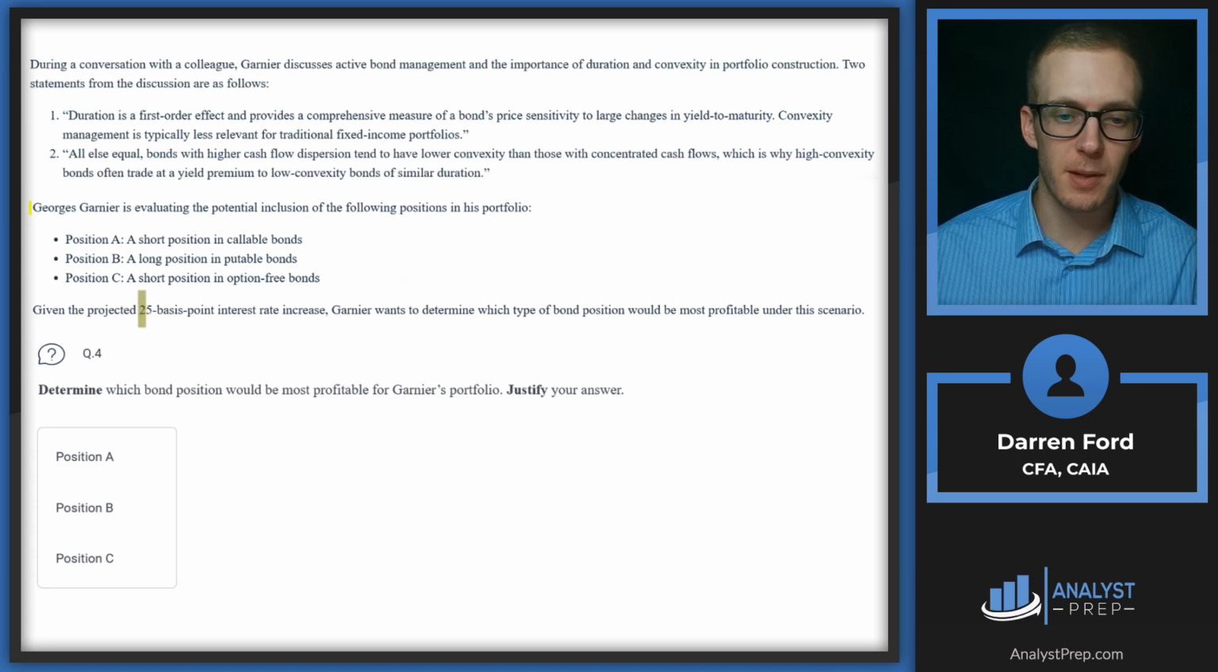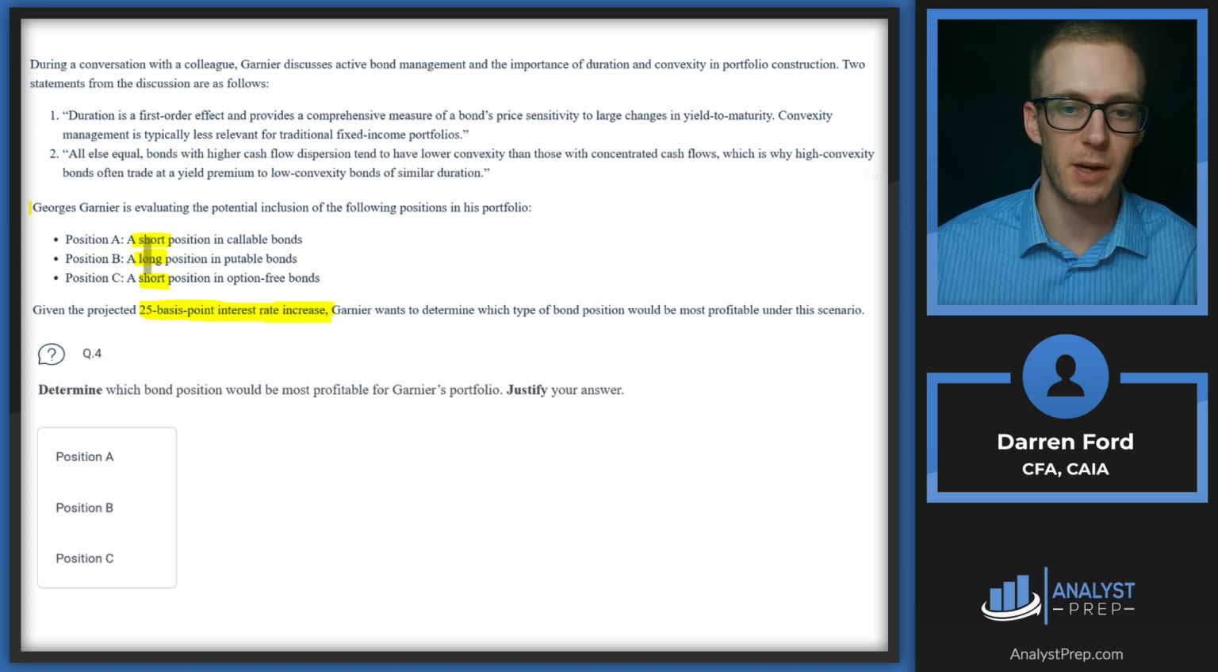So we've talked about this a bit already, but 25 basis point increase, that's going to lead to price decreases in our bonds. So for a price decrease, we want to be short to make money. So if we're short, then we'll make money when our bonds go down in price. If we're long, then we're going to lose money when our bonds go down in price. So for that reason, we can cross off B right away. So then looking at A and C, we have a short position in callable bonds or a short position in option-free bonds.